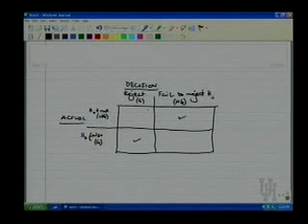The problem occurs in the other two quadrants. When juries return a verdict of guilty and the null hypothesis is true, they have returned a false verdict of guilty, an incorrect verdict of guilty. They have committed a type 1 or alpha error. They have sent the wrong person up the river.